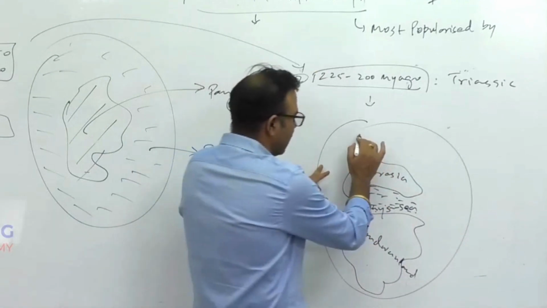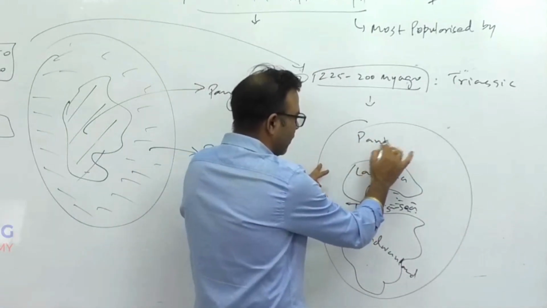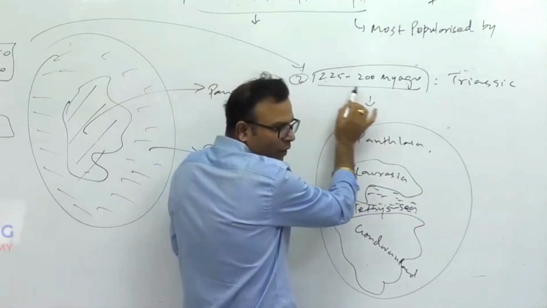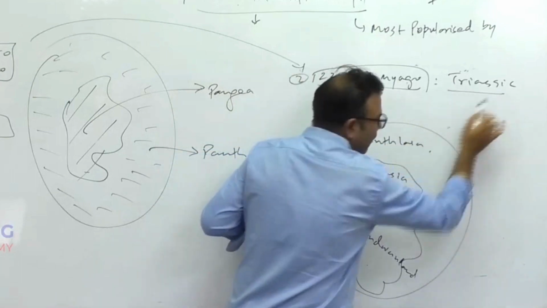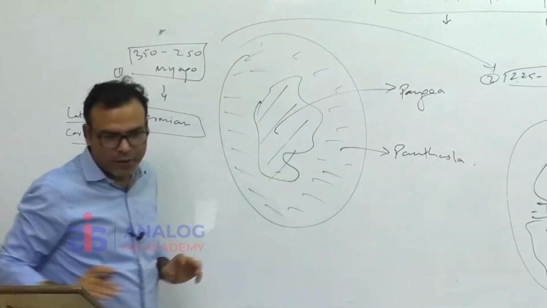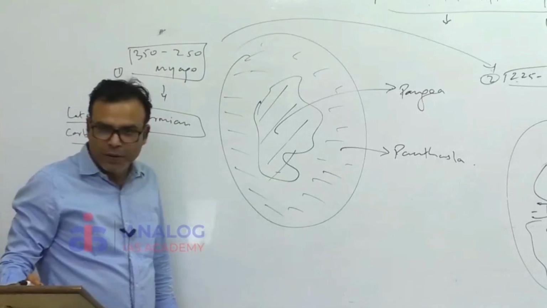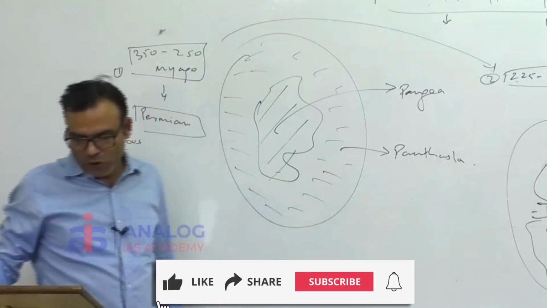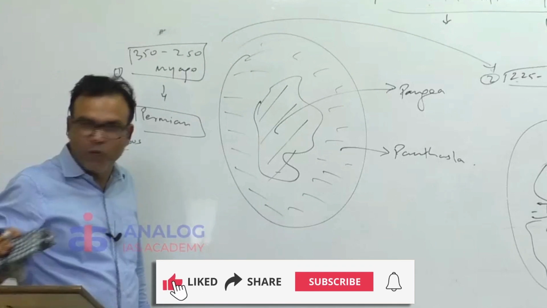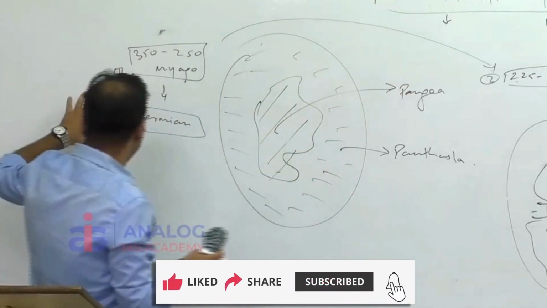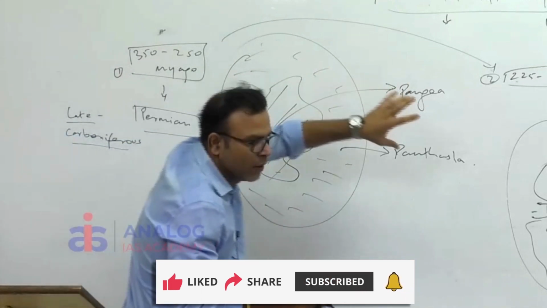So now this water body is called what? Panthalassa. This happens around which period? 225 to 200 million years ago, called the Triassic phase of the earth. That is when the sea got created. Now later on comes the Jurassic period, 145. First phase and second phase: late Carboniferous to Permian, then Triassic.